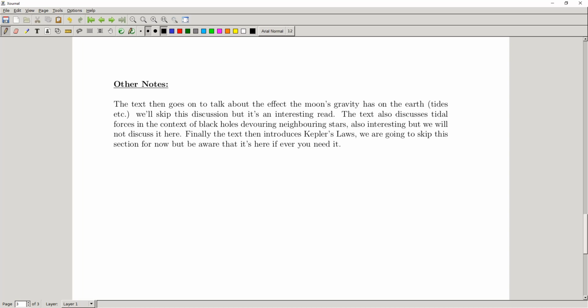The text also goes on to talk about Kepler's laws. We're not going to discuss that in this course. You should just be aware that it's in the text. If ever you find you need it, it's there, and you do have all the tools you need to work with that at this point. But we're not going to talk about it in this course, so you won't find any questions on that on any of the assignments or in any of the tests. Okay.